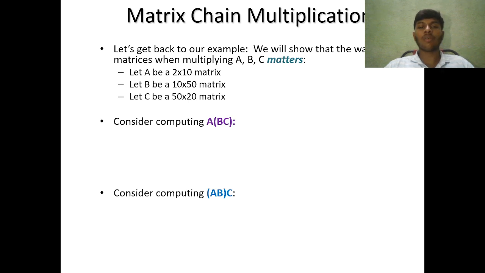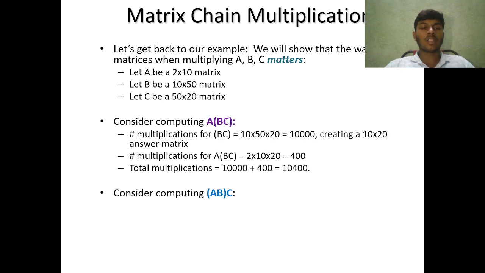We will show that the way we group matrices matters when we multiply A, B, C. Let A be a 2 by 10 matrix, B a 10 by 50 matrix, and C a 50 by 20 matrix. Consider computing A times (B times C). Multiplications for BC is 10 into 50 into 20, that is 10,000, creating a 10 by 20 answer matrix. Multiplications for A times BC is 2 into 10 into 20, that is 400. Total multiplications is 10,000 plus 400, that is 10,400.